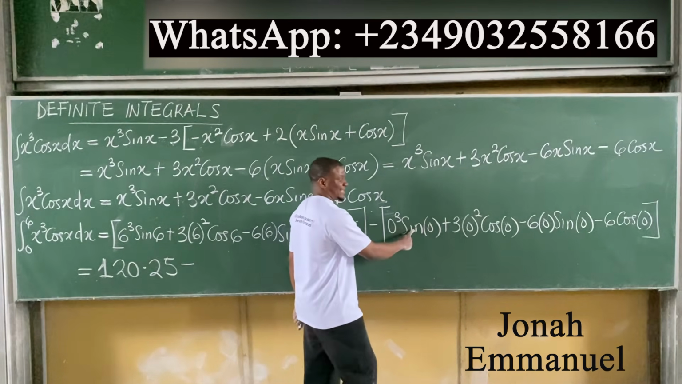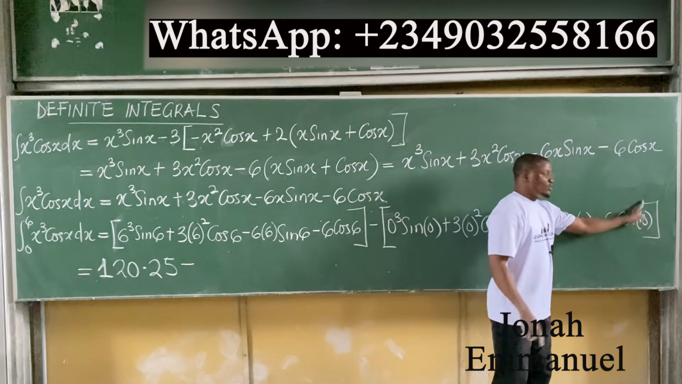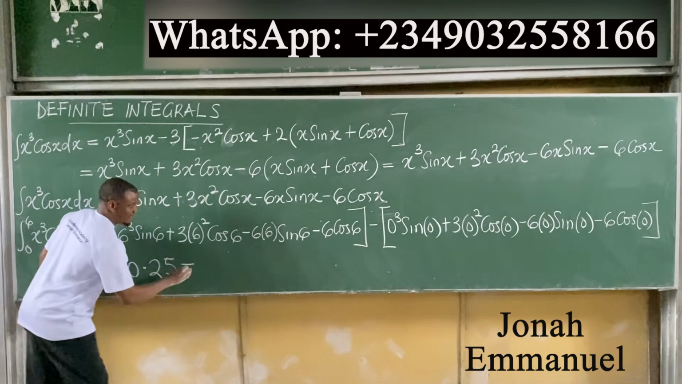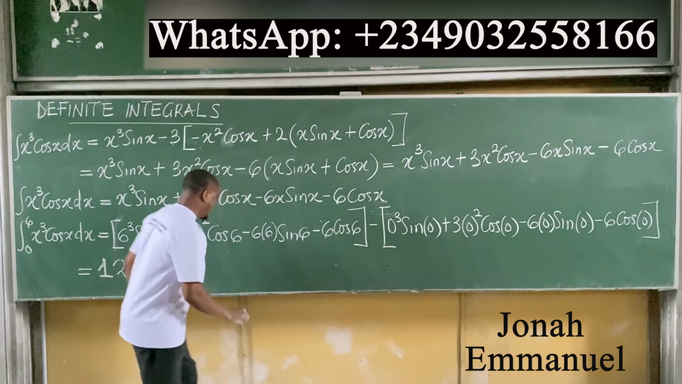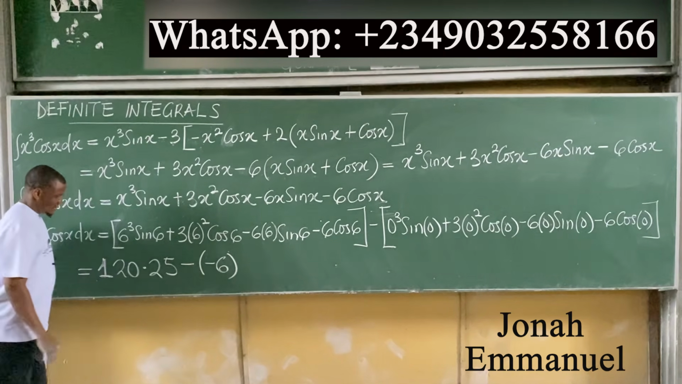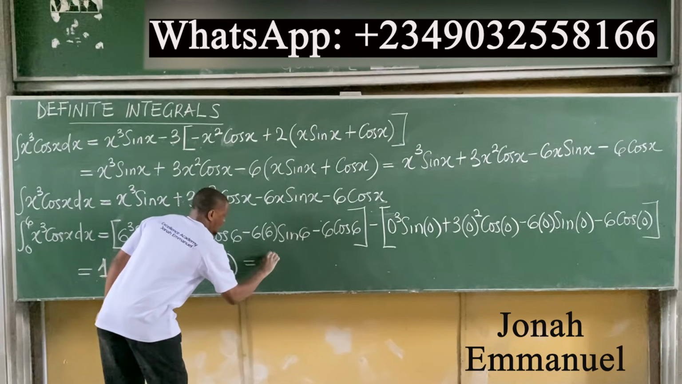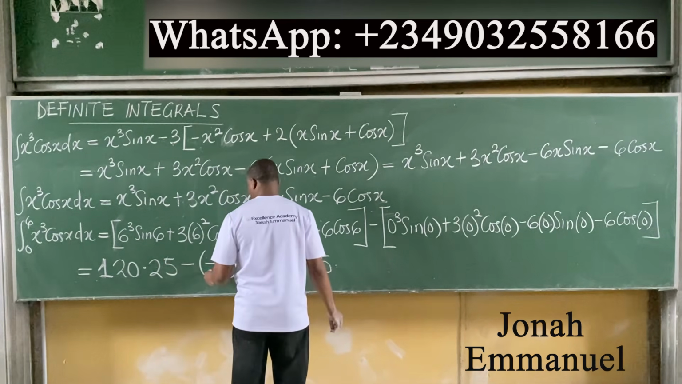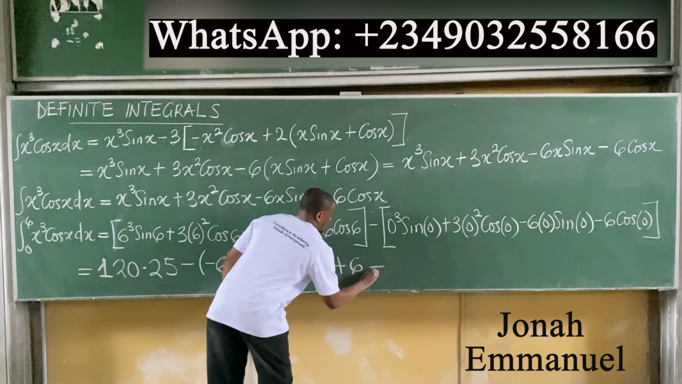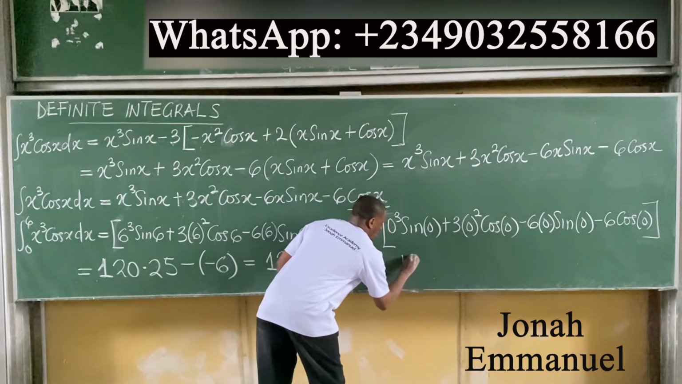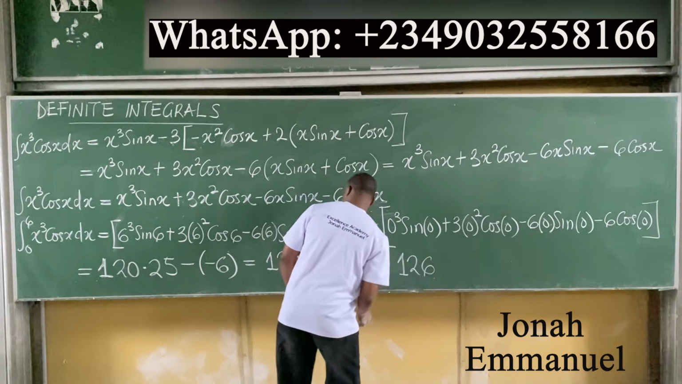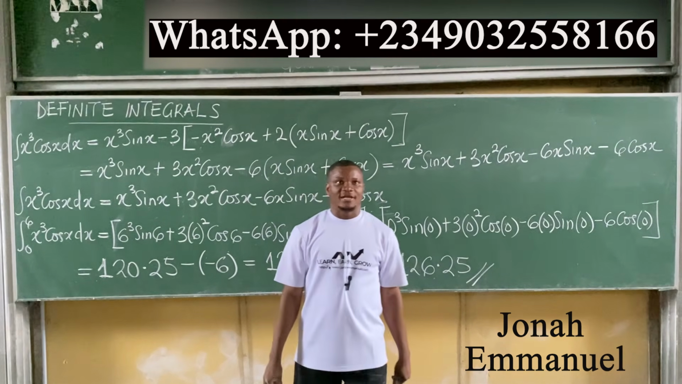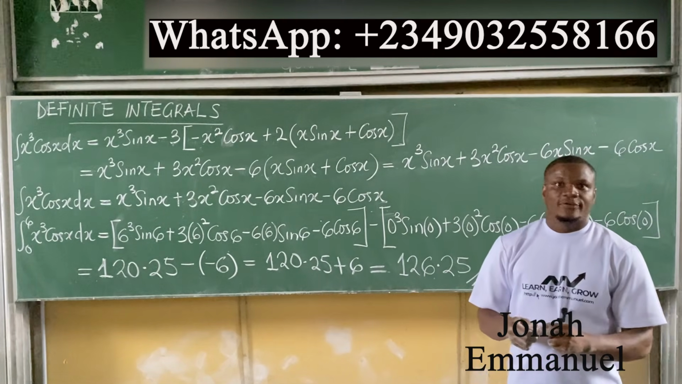This is 0 times this. That's 0, 0, 0. Cos 0 is 1. Minus 6 times 1 gives you what there? Minus 6. This into this minus. Please punch all of this. Your answer will be minus 6. If I add this up, this becomes 120.25 minus minus 6, which is plus 6. Combine this, what do you have there? 126 point what there? 25. This is your answer, ladies and gentlemen, for your 10 marks.